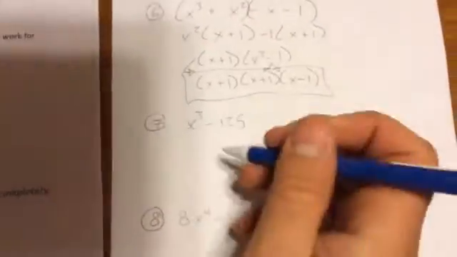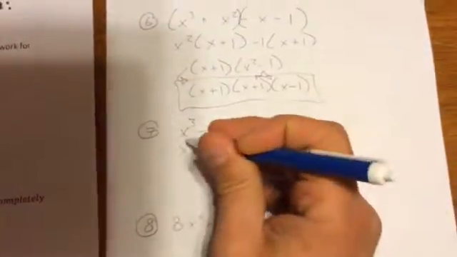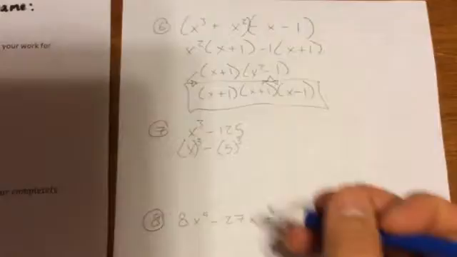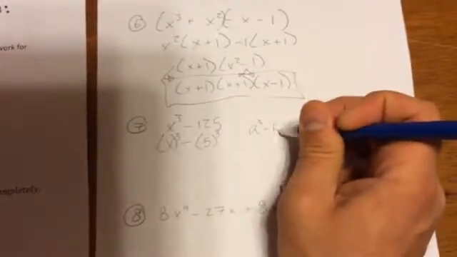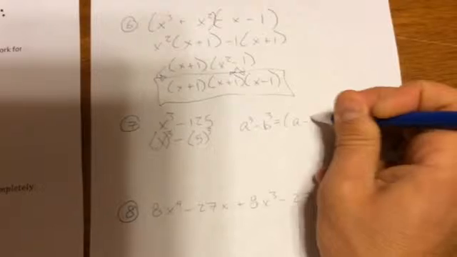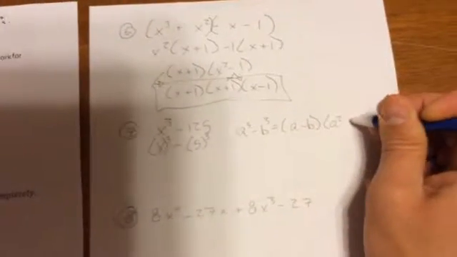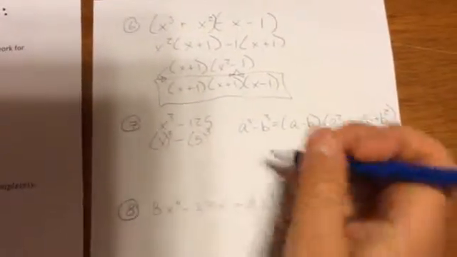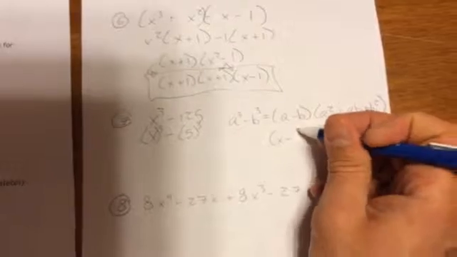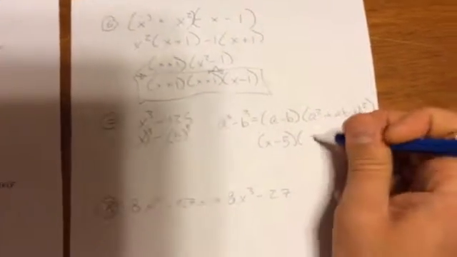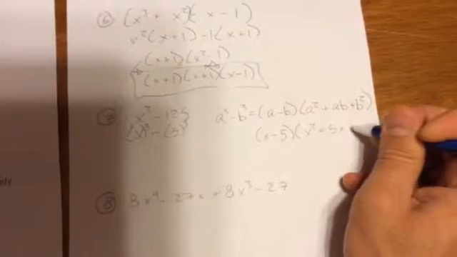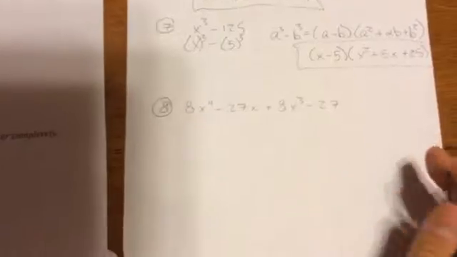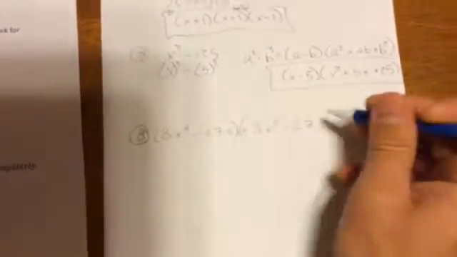The next one, this is the difference of two cubes, but I need to set it up so it's something cubed minus something cubed. This is going to be 5 times 5 times 5. So that's in the form a cubed minus b cubed, which becomes a minus b, a squared plus ab plus b squared. My a is x, so it's going to be x minus my b, which is 5, x squared plus 5x plus 25. That's as far as I can go. That's the answer.